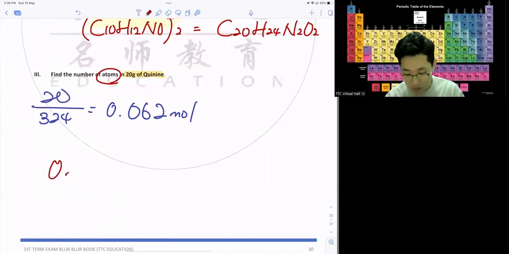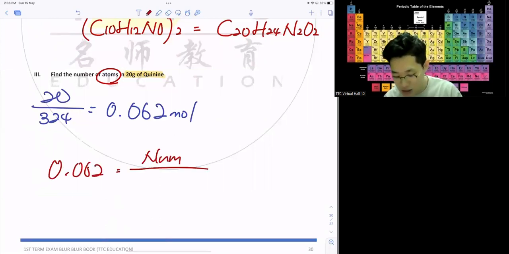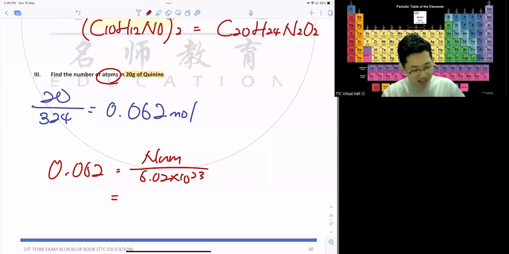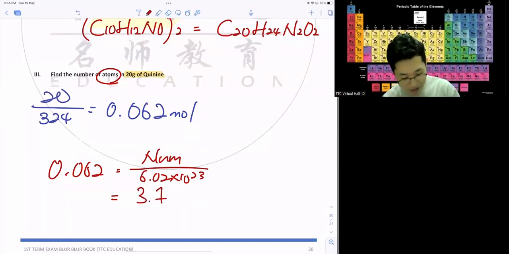How to be careful? 0.062, wait, let me finish my calculation first. Number equals over 6.02 times 10 to the power of 22. Okay, 33. To get 3.716 times 10 to the power of 22.